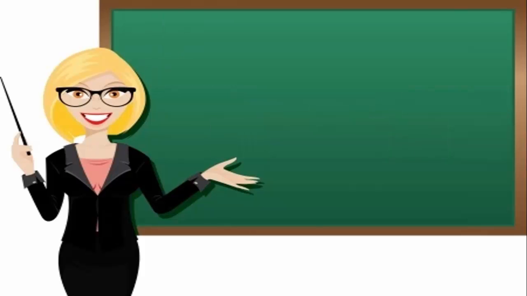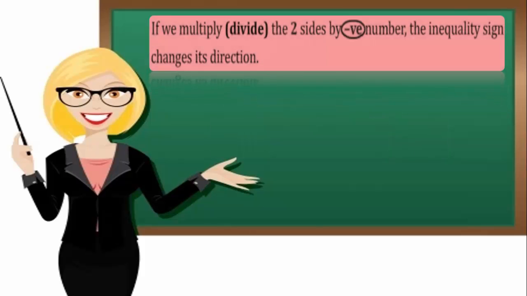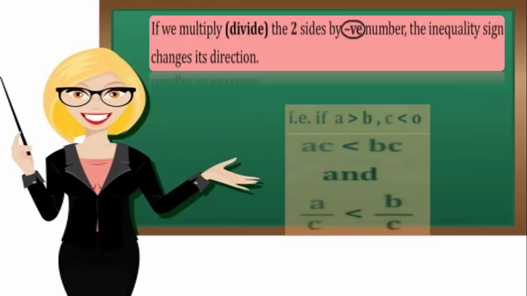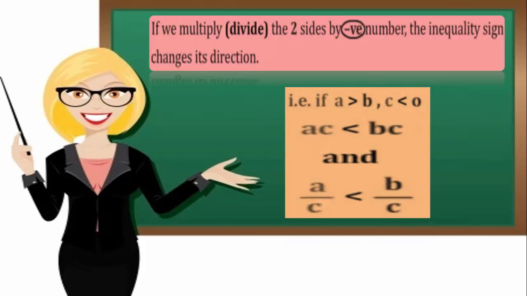Number 4, if we multiply or divide the two sides by a negative number, the inequality sign changes its direction. That's to say, if A is greater than B and C is smaller than 0, then AC is smaller than BC, and A over C is smaller than B over C.